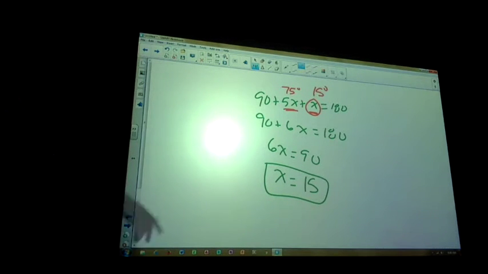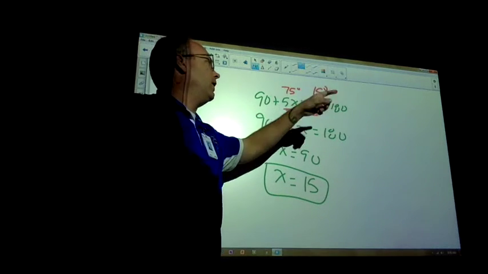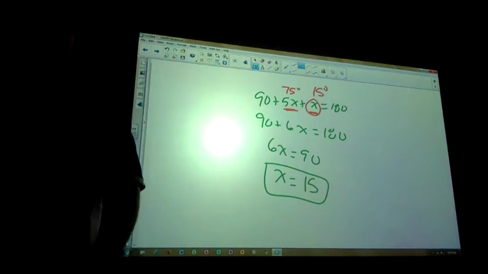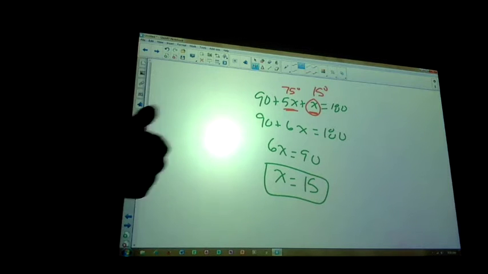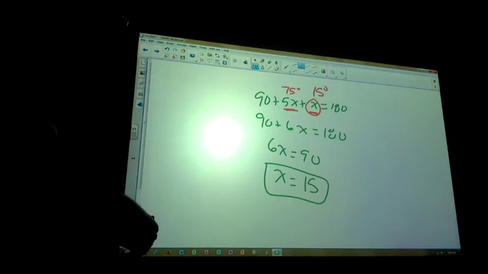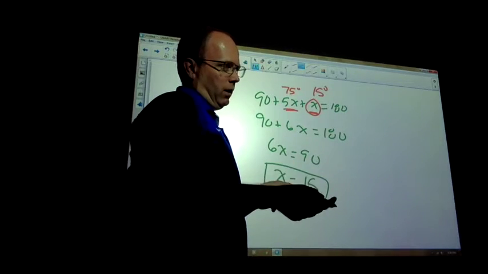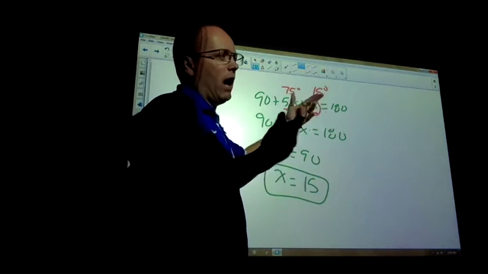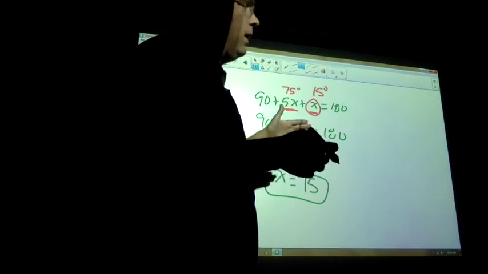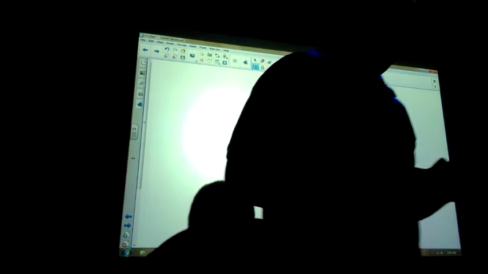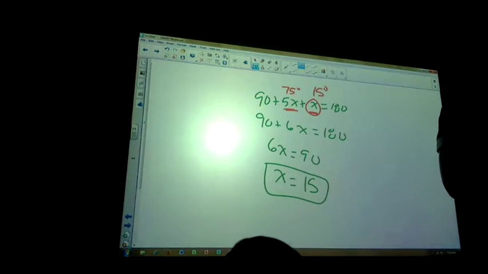How would you know if you're right? Well, if you go 90 plus 75 plus 15, that equals 180. And that's pretty cool. Joe? So in the answers we write 75 and 15. And well, x equals 15, so that's the variable. And then one of the angles happens to be that as well, so 15. So 15, 15, 75. Is there 3 spots for the answer? It's just... Oh, okay.